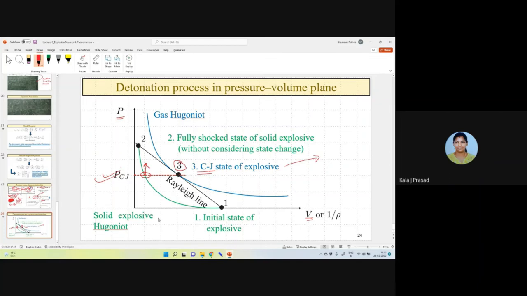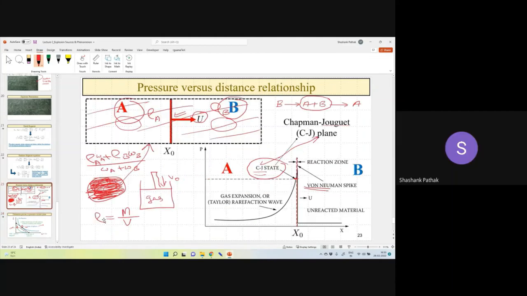Sir, this shock front means it is only a transition zone between the burned and unburned area, correct, sir? Yes, exactly. And this spike in the pressure is happening at the shock front only, right, sir?